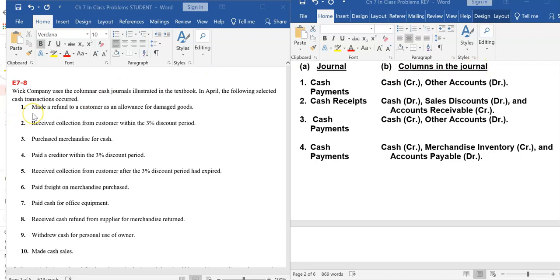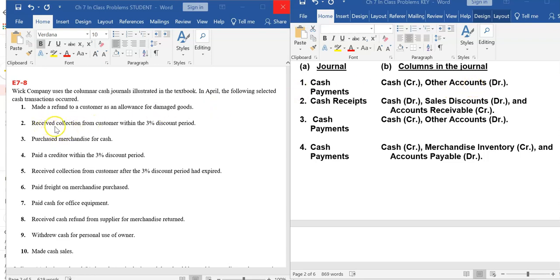So in the first one, made a refund to a customer as an allowance for damaged goods. That means we paid cash, we refunded cash to a customer. So this will go in the cash payments journal. So the journal will be cash payments. We'll obviously be decreasing cash, so we will be crediting cash in the cash credit column. And because it was a refund, it's going to go into other accounts. It doesn't fall into one of the other special columns in the journal.